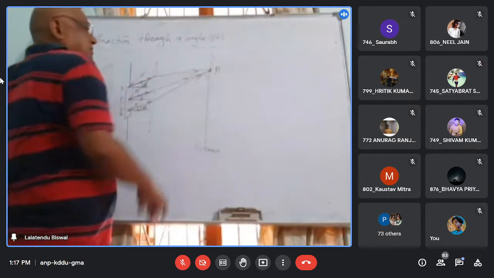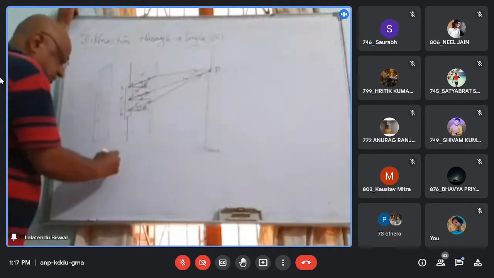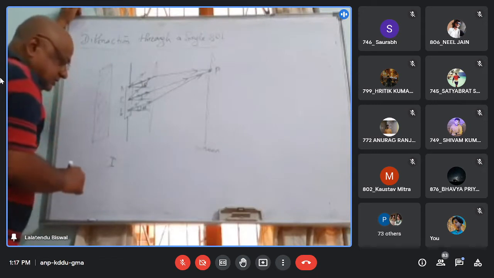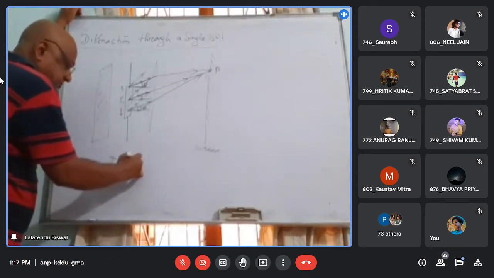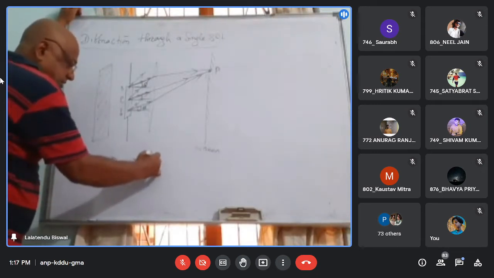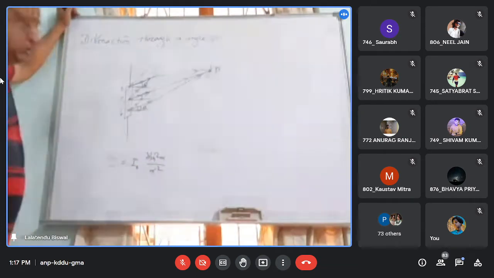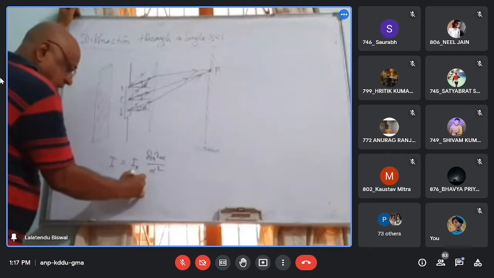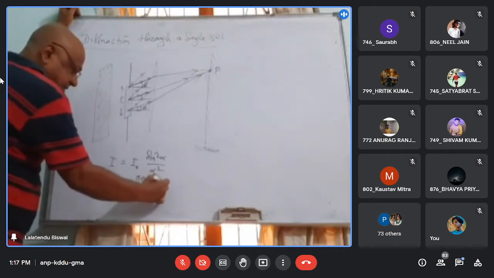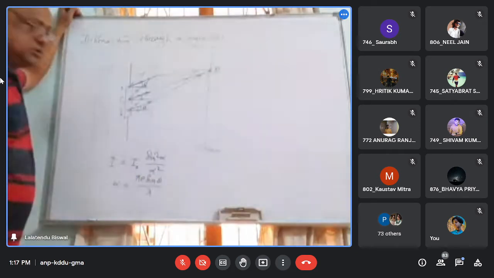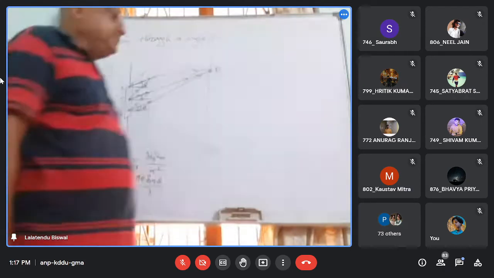And as we have discussed, the resultant intensity at P is given by I equal to I0 sin square alpha by alpha square. And what is alpha? Alpha is equal to pi e sin theta by lambda. So this is what we have got.